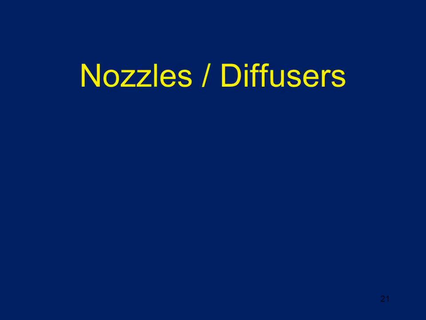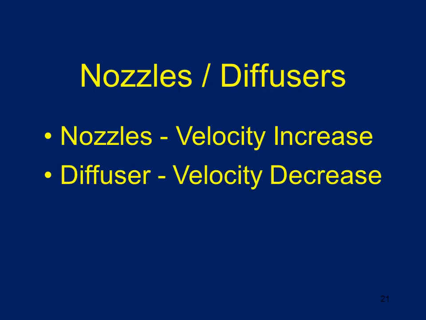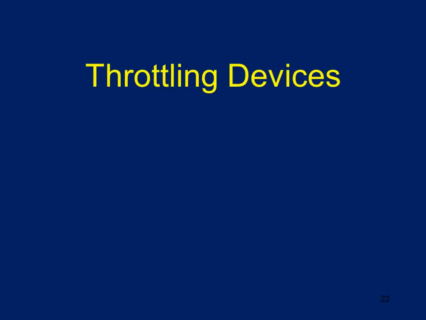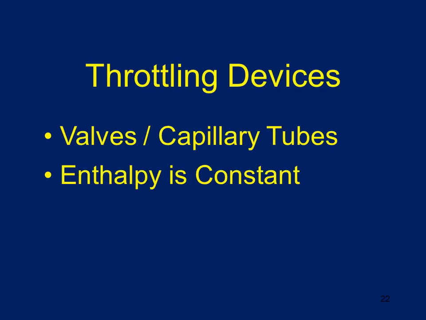Okay, so we looked at nozzles and diffusers. You can have problems on those. Nozzles, the velocity increases. Diffusers, the velocity decreases. We looked at throttling devices, which are valves. And capillary tubes also act as throttling devices, and you'll find those in your refrigerators. And again, for the valve, the enthalpy is constant. So for a throttling process, which approximates a valve, enthalpy is constant across the device. So delta H is 0, or H1 equals H2.